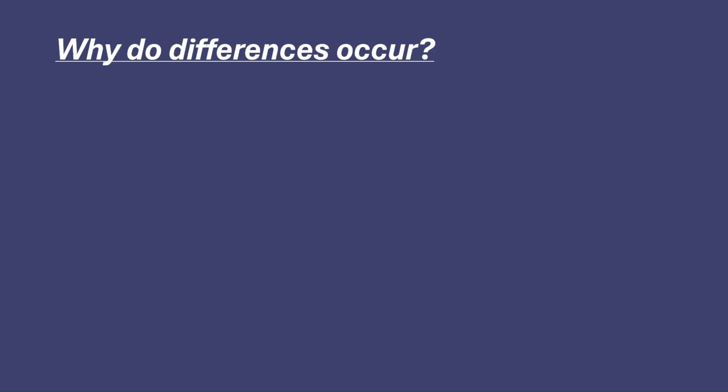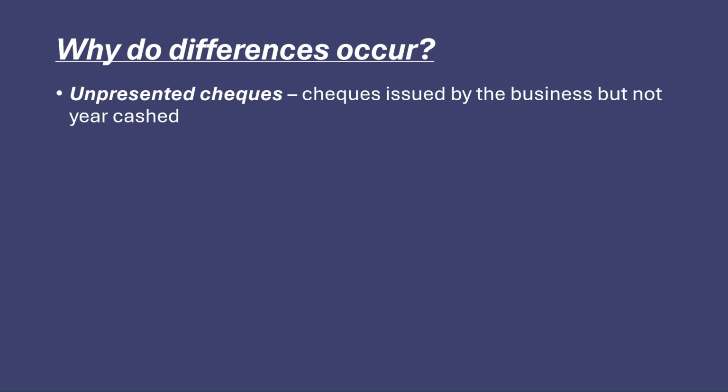Right. Now, why do the business's cash book and the bank statement have differences in them? Right. First one is unpresented checks. Right. So with unpresented checks, that one is checks that are issued by the business but not yet. My bad here, I was supposed to write yet. So here it is yet.